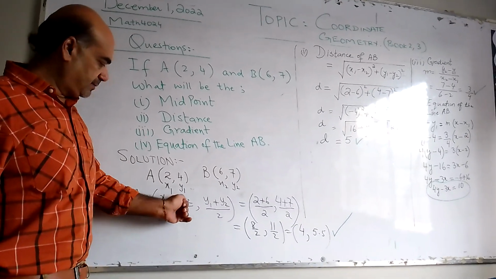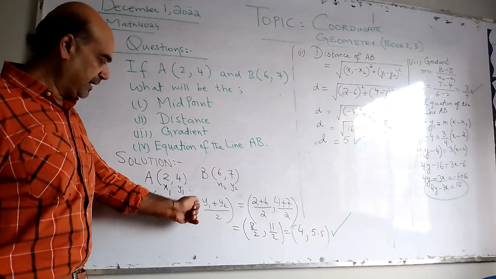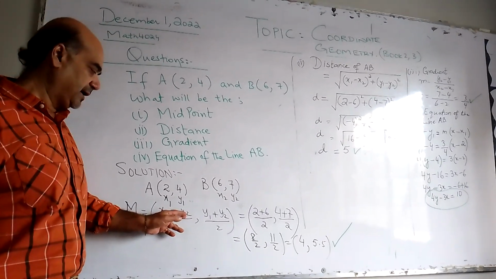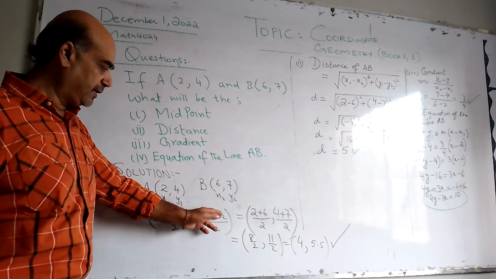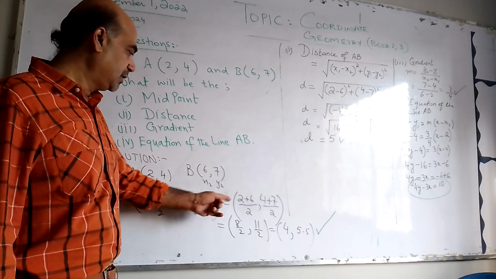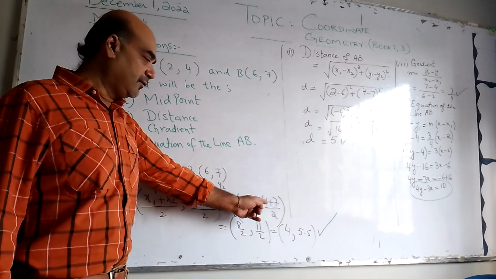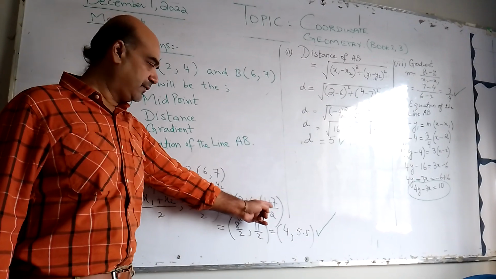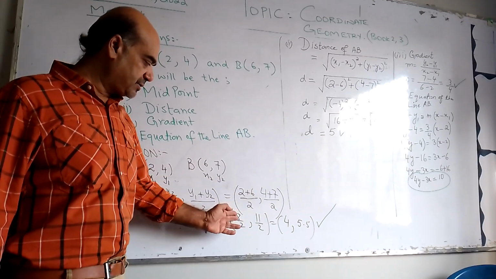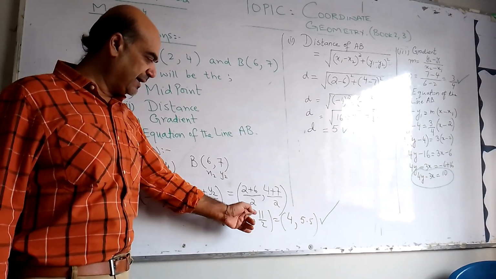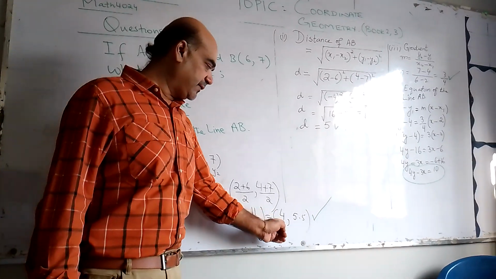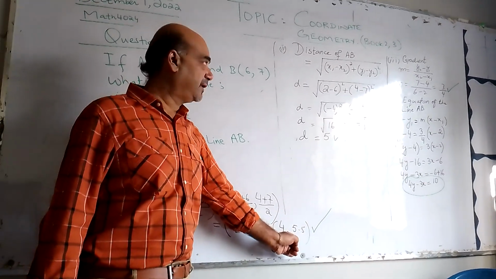Midpoint formula: (x1 plus x2) upon 2 and (y1 plus y2) upon 2. In place of x1 and x2, y1 and y2, you just replace the values. What is your x1? 2. What is your x2? 6, upon 2. What is the value of y1? 4. And what is the value of y2? 7, divided by 2. 2 plus 6, simplify it, 8 upon 2, and this is 4 plus 7, 11 upon 2. So that will give you (4, 5.5).